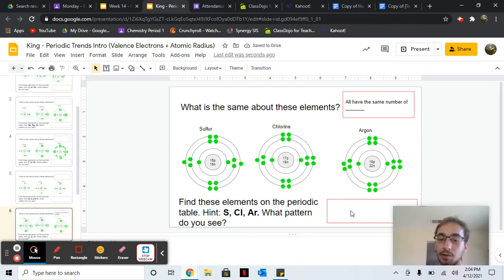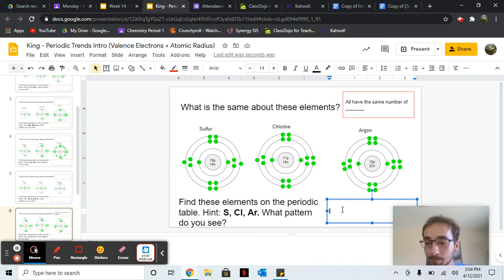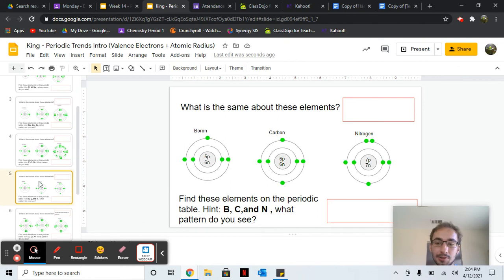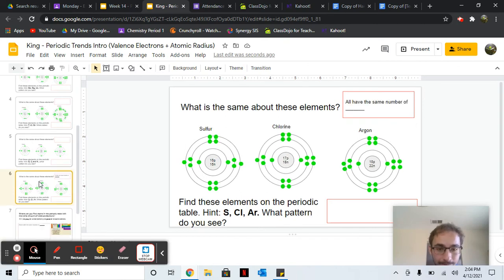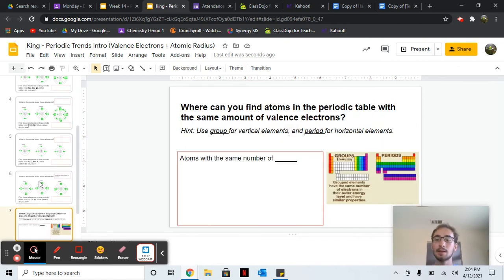And then find sulfur, chlorine, and argon on the periodic table. What do you notice about those three on the periodic table? Same with boron, carbon, and nitrogen. And then I'm asking, where on the periodic table can you find elements with the same amount of valence electrons?